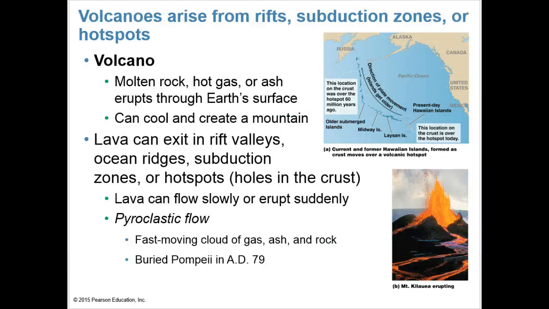Volcanoes are another thing that we humans must deal with. Volcanoes give us molten rock and hot gases and ash, and erupts through the Earth's surface, sending these things up and outward. But then they can cool and create a mountain. Lava can exit in rift valleys, ocean ridges, subduction zones, and in hotspots, which are holes in the crust. It can flow slowly or erupt very suddenly.